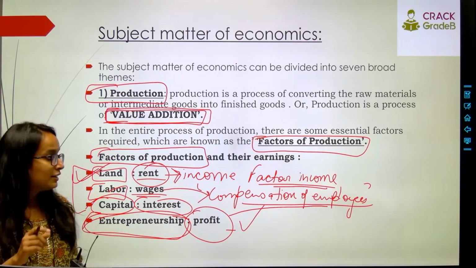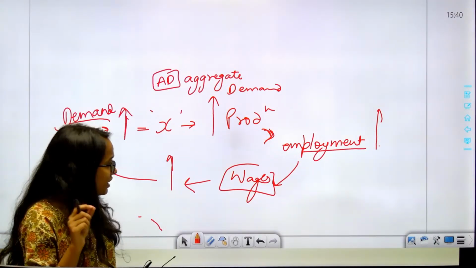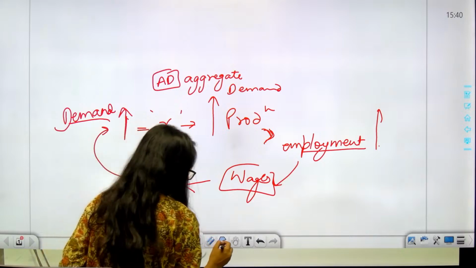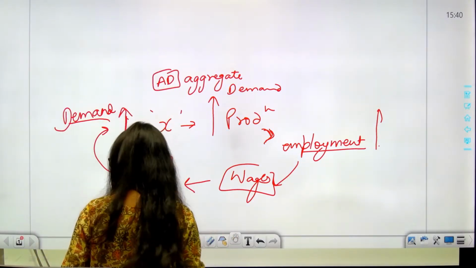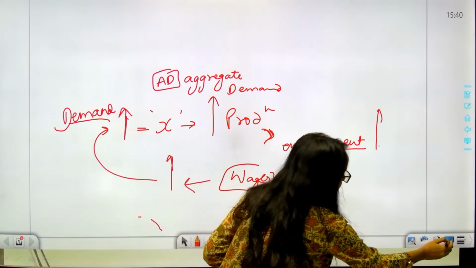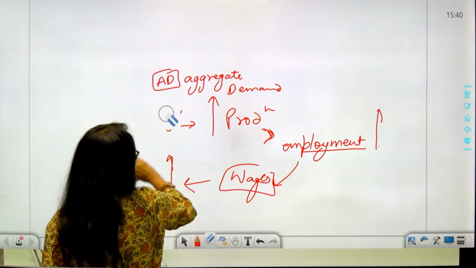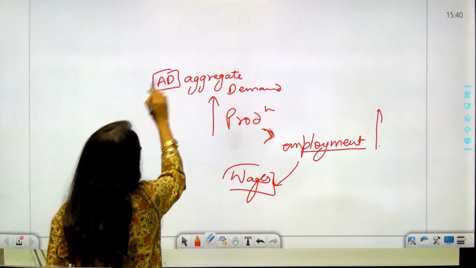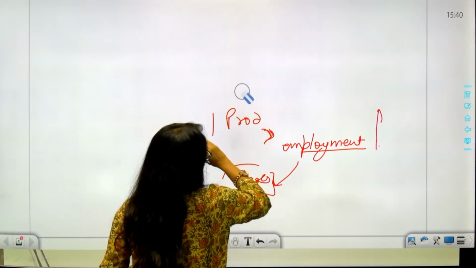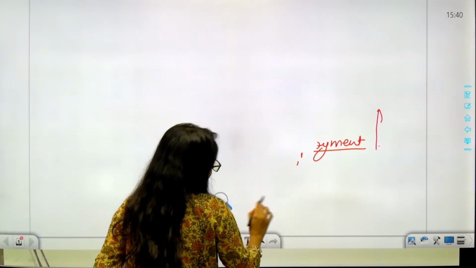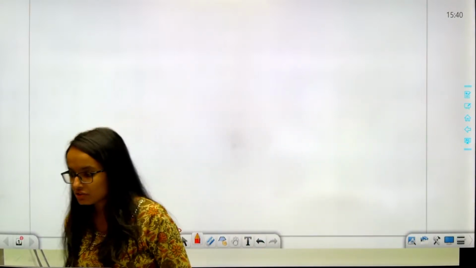Is that clear? Now let me tell you a very important difference which again can be asked. A very, very important difference between factor income and transfer income. Does anyone have any idea what is the difference between factor income and transfer income? Okay, let me give you a question.